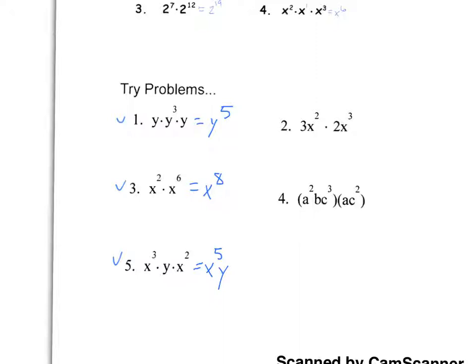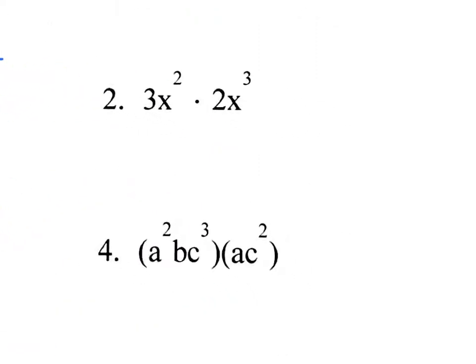Okay. Now, what if we have numbers in front? As we look at number 2 here, you'll see that we have numbers in front. Well, if this is the exponent and this is the base, the number that is in front of the base here is called a coefficient. Coefficients get multiplied, because this is multiplication, just like any other number. So we take 3 times 2, and that gives us 6.